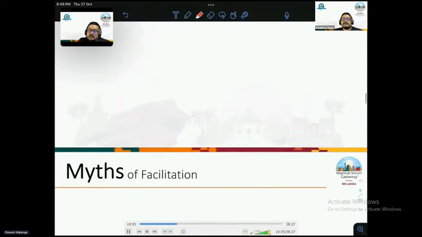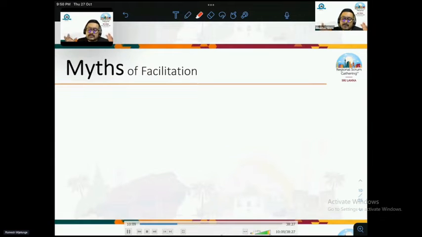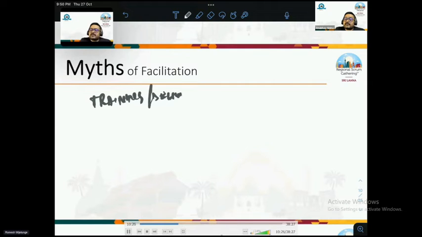Before going to that, let me bring out a few myths. What are the myths of facilitation? As I said, facilitation, the other name is not training, or delivering a talk. No, it's not a facilitation. Then it's not counseling. Yes, it's not counseling. It's also not crowd management.